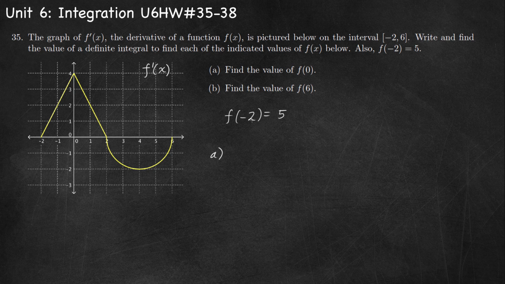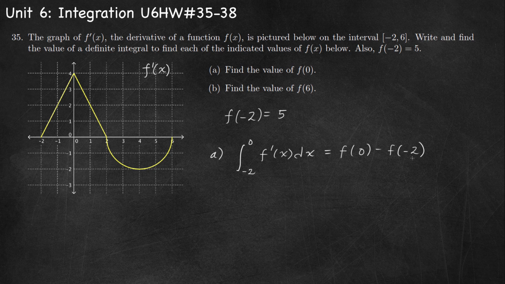We're going to use those input values to set up a definite integral. So we're going to go from -2 to 0, because we know the value of f of -2, we want the value of f of 0. So according to the FTC, the Fundamental Theorem of Calculus, if we integrate f prime of x dx on the interval from -2 to 0, that's going to equal f of 0 minus f of -2.